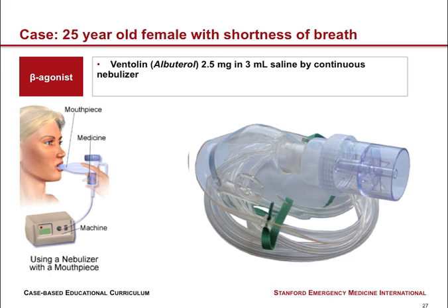So beta agonist, which is an inhaled beta agonist, Ventolin or albuterol, can help with airway inflammation and open up the airways and make the patient feel much better. This is prepared as 2.5 milligrams in 3 milliliters of saline and infused through a continuous nebulizer.